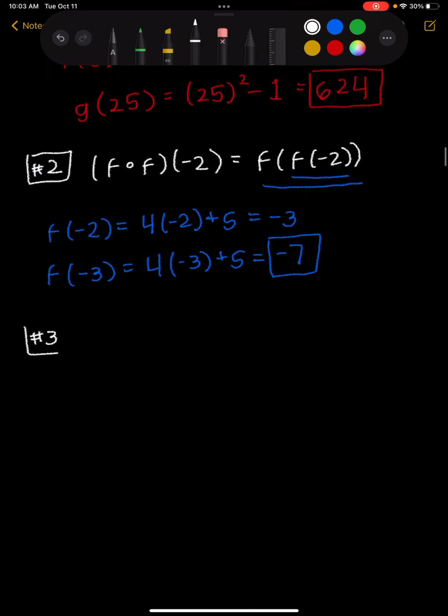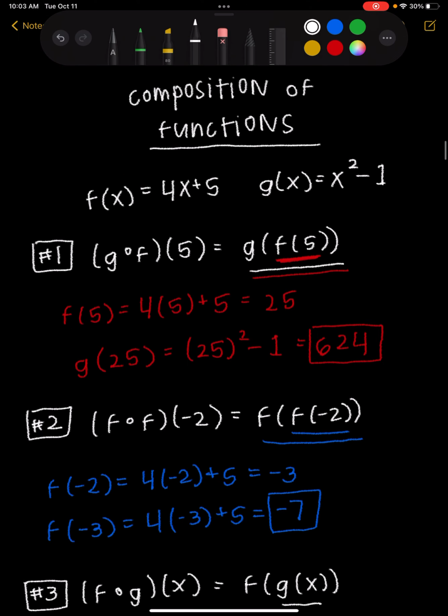So the third example is f of g of x. And once again, we're going to rewrite it so that it's f(g(x)). This time we're going to start with this middle one, which is g of x, right? Actually, let's go back up here and bring these equations down so that we can see them.